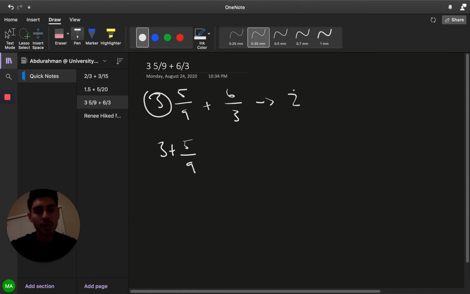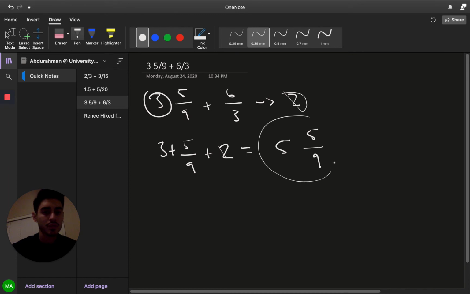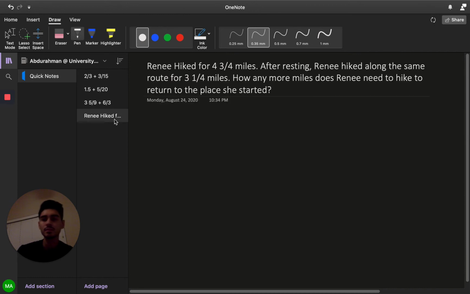And then if you go ahead and add that 2 right there, plus 2, that equals 5 and 5 over 9. That was a really simple one, but it looked kind of tricky. So basically, this would reduce to 2. You can add 3 plus 2, and that's 5, and then that just stays the exact same. Okay, let's see something right here.